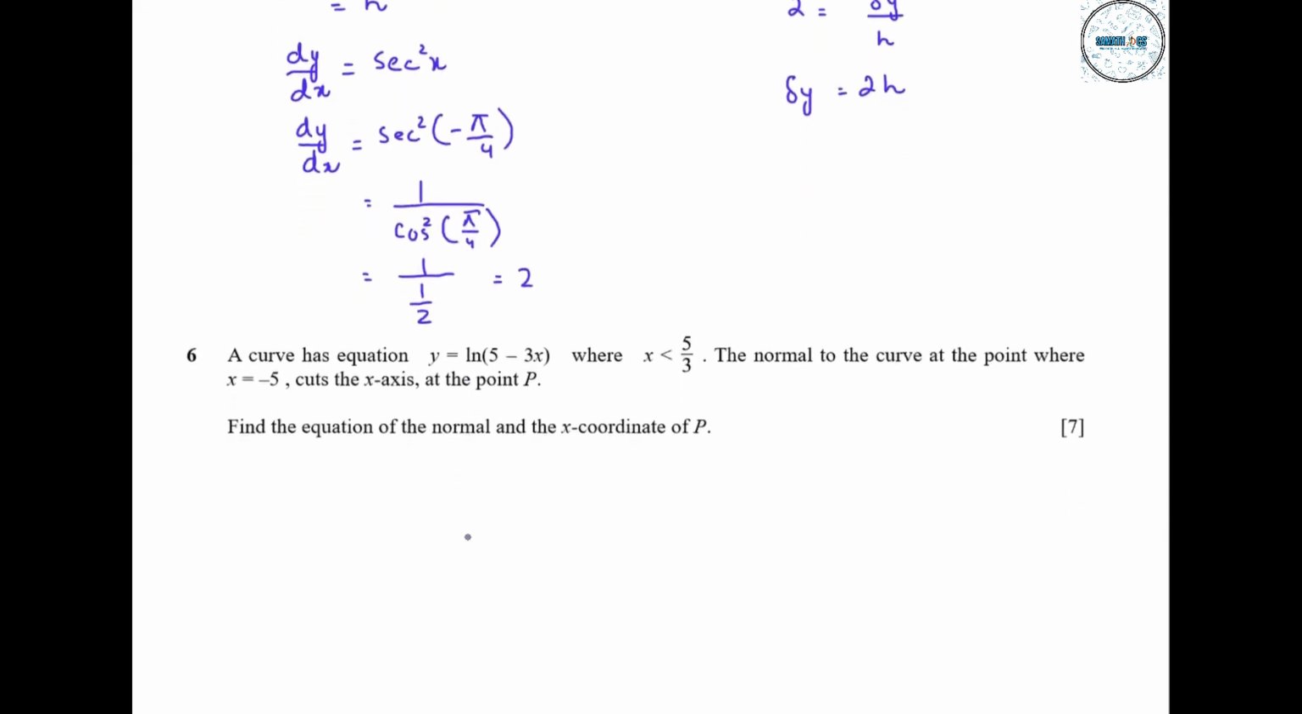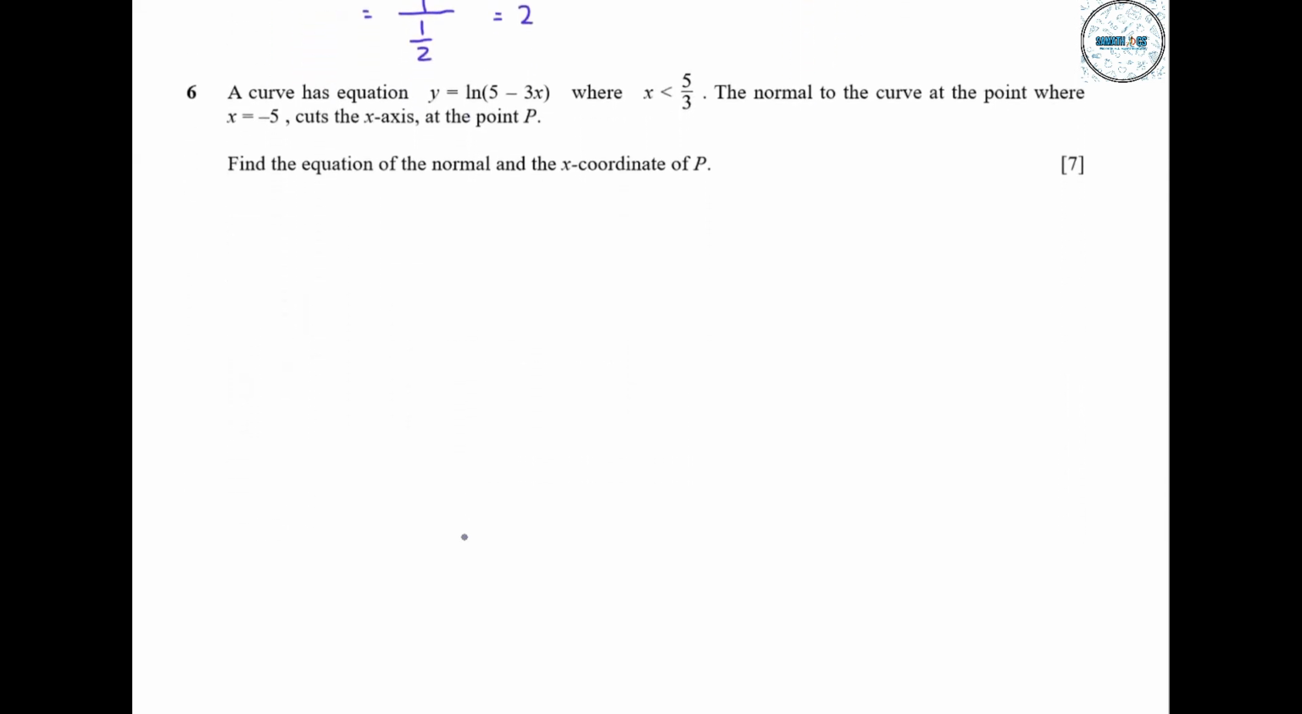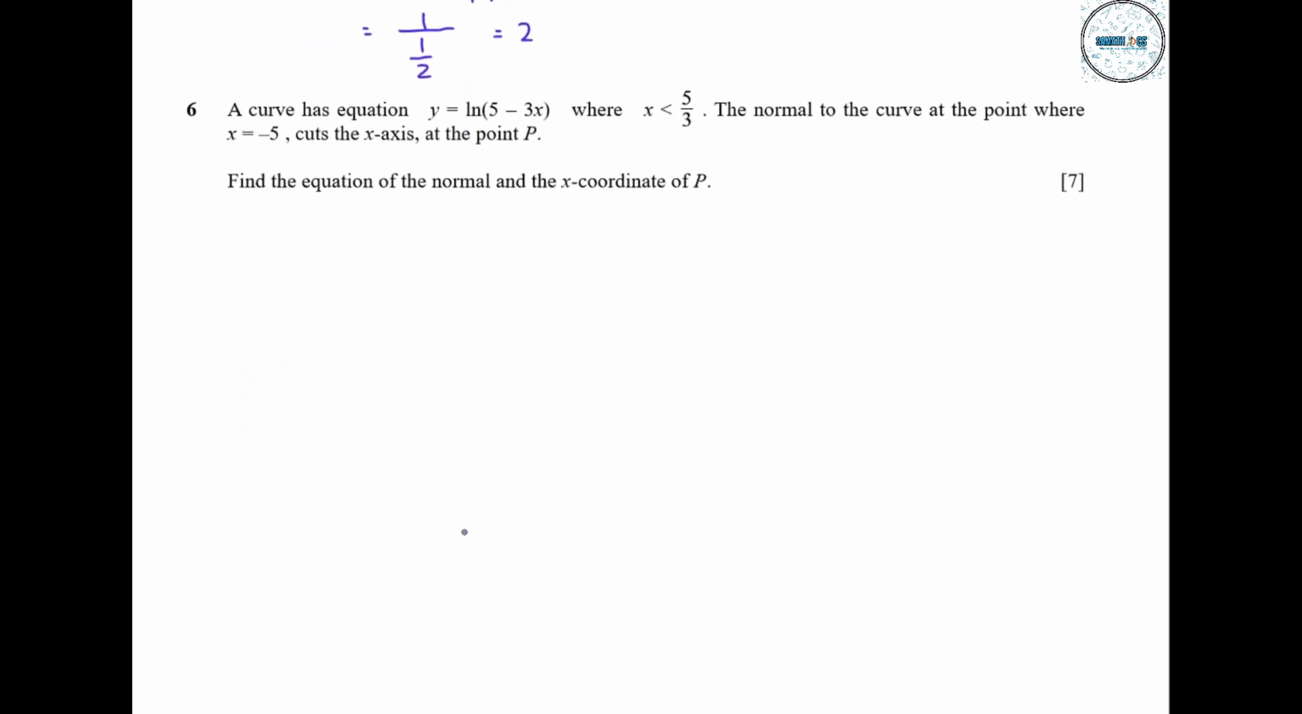Now, question number 6, which says a curve has equation y is equal to ln(5 minus 3x), where x is less than 5 upon 3. The normal to the curve at the point where x is equal to minus 5 cuts the x-axis at the point P. Find the equation of the normal and the x coordinate of P. So we have to find out the equation of the normal.